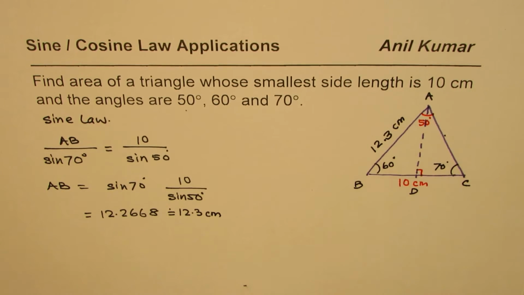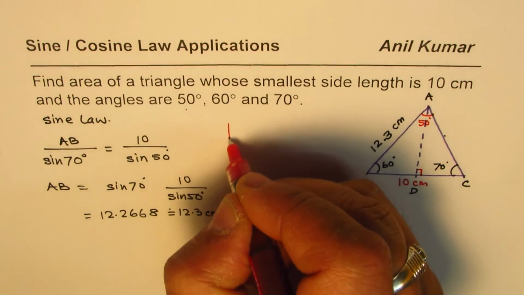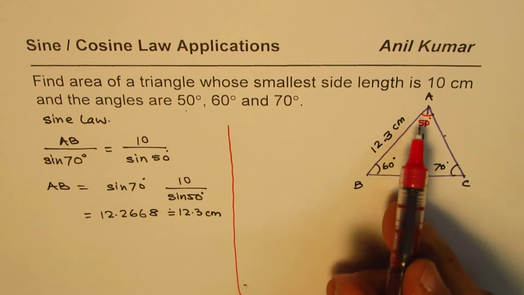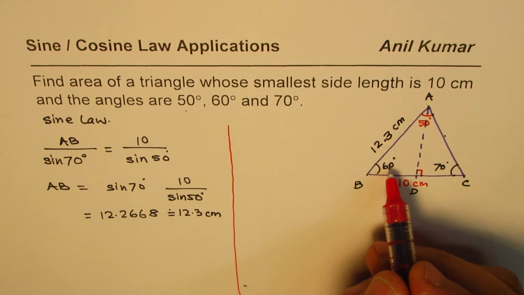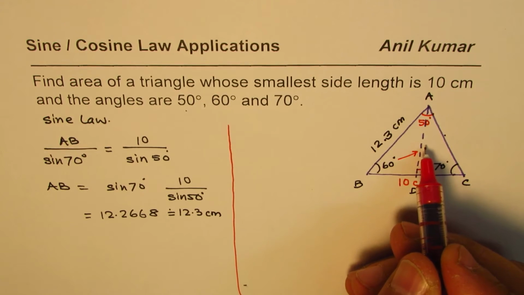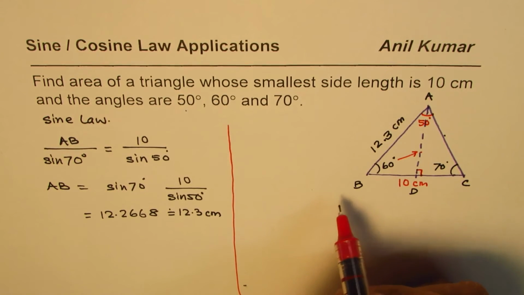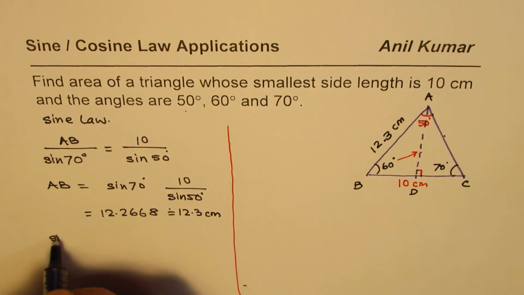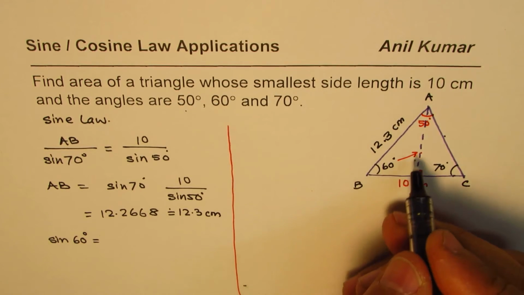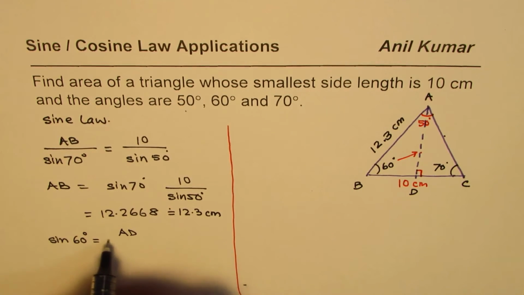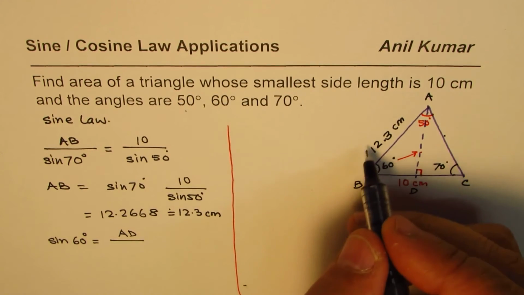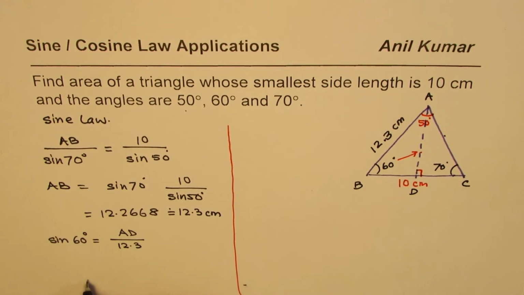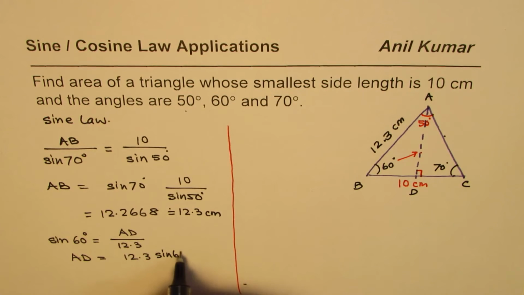Now we have a right triangle, correct? So in the right triangle, we can actually find the altitude AD. If you see from 60 degrees, this is the opposite side. So we are given the hypotenuse, and we need the opposite side, so you could use sine, right? So sine of 60 degrees should be equal to the opposite side, which is AD, divided by the hypotenuse, which is 12.3. So from here, rearranging, AD is equal to 12.3 times sine of 60 degrees.